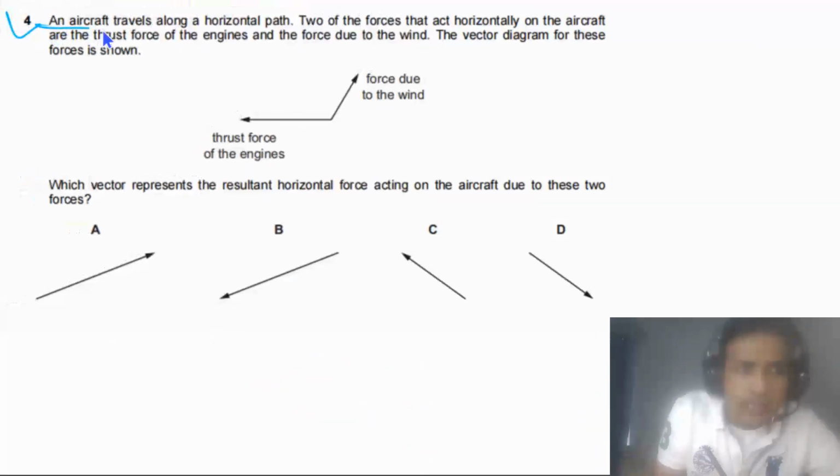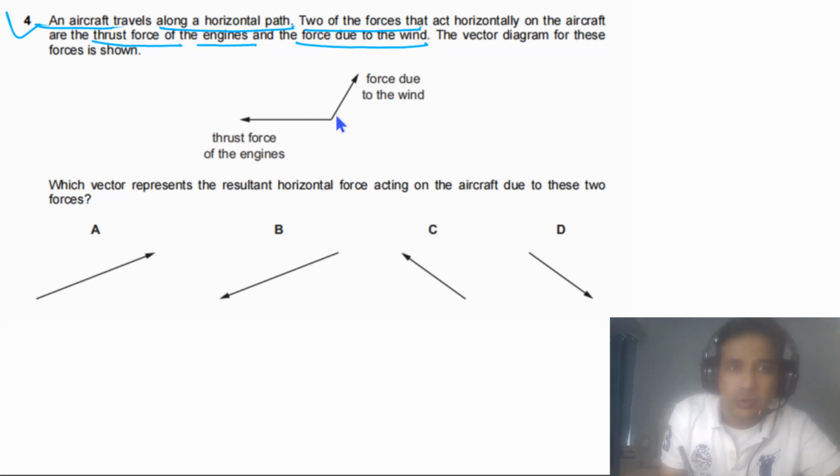Question 4 says an aircraft travels along a horizontal path. Two of the forces that act horizontally on the aircraft are the thrust force of the engines and the force due to the wind. The vector diagram for these forces is shown in this figure. Which vector represents the resultant horizontal force acting on the aircraft due to these two forces? So we have the force due to the wind, and we have the thrust force of the engines. We simply need to find the resultant force.